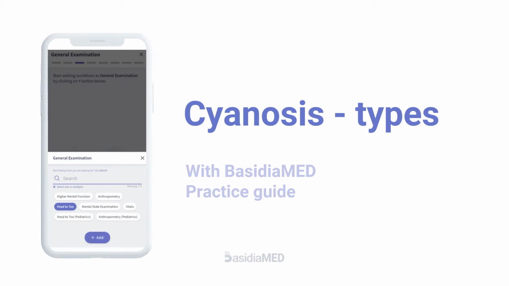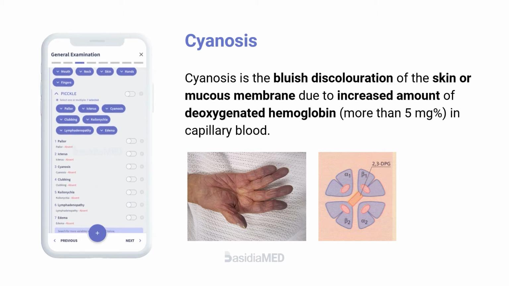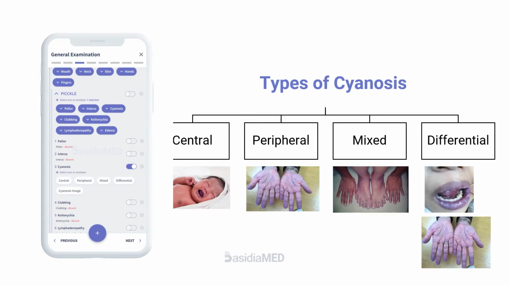The term cyanosis refers to a bluish discoloration of the skin and/or mucous membrane due to increased amount of deoxygenated hemoglobin. Deoxygenated hemoglobin greater than 5 mg% in capillary blood leads to cyanosis. There are 4 types of cyanosis, namely central, peripheral, mixed, and differential cyanosis.